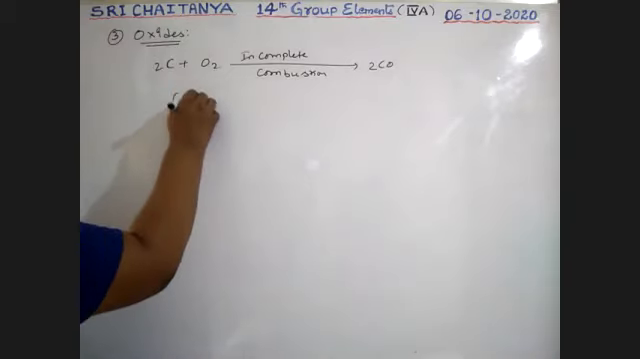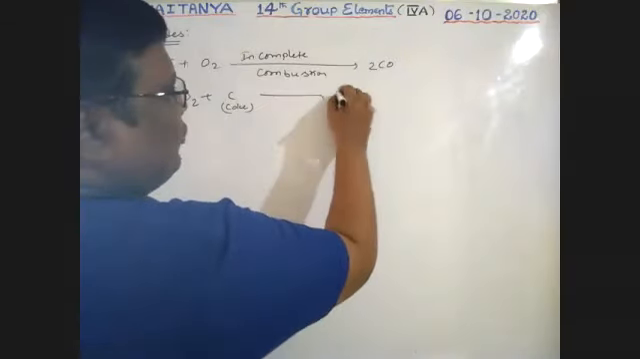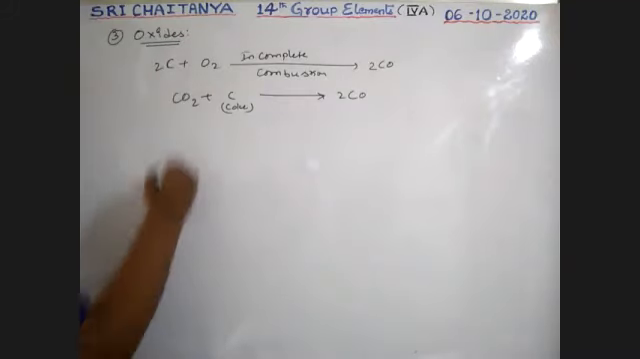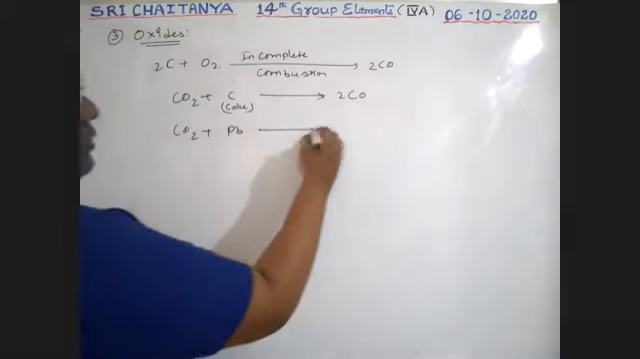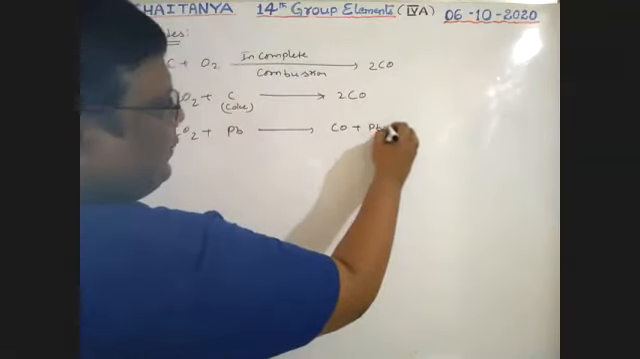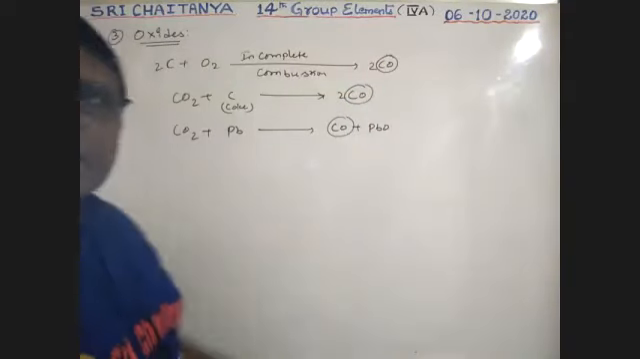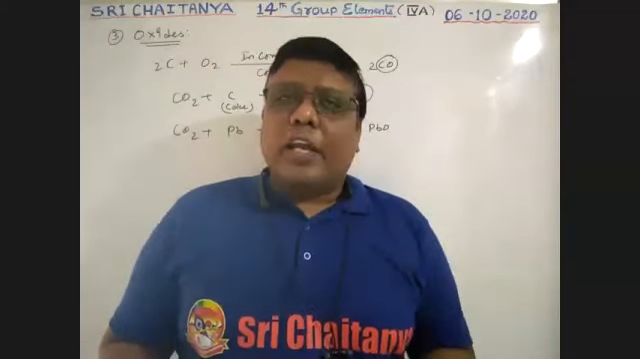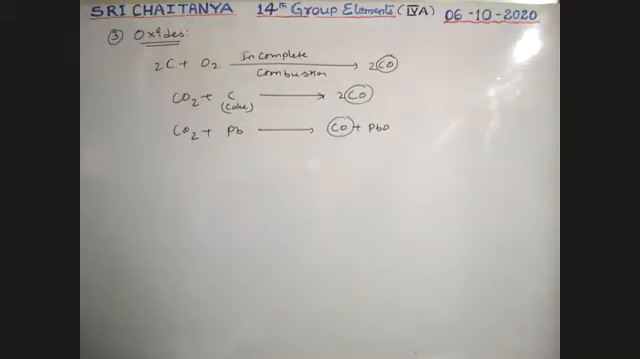Next, carbon dioxide reacts with red hot coke. That gives carbon monoxide. Okay, it is the second way. Next, carbon dioxide reacts with Pb. That gives carbon monoxide and PbO. So these are the preparation methods of carbon monoxide. This carbon monoxide burns with a blue flame and is used as a fuel.